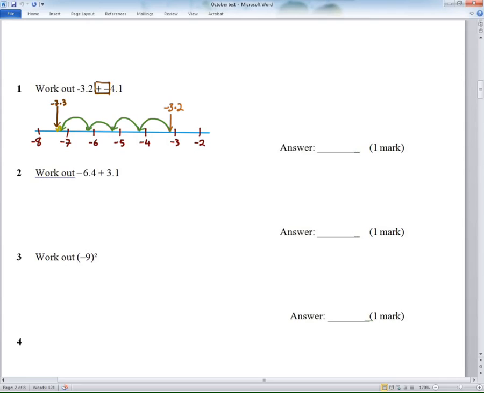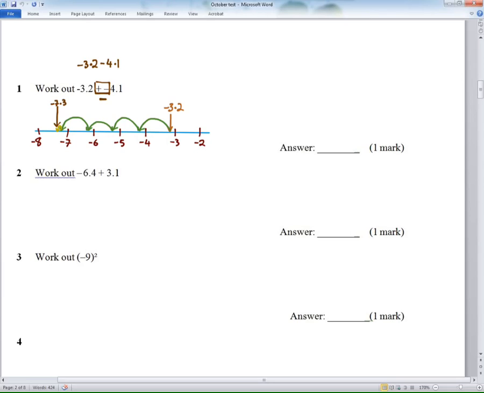You could use the plus minus rule in this question. If we look at these two symbols, we have plus minus next to each other, so plus minus becomes a minus. So we could change the question to be minus 3.2 minus 4.1. This is the same question. We're at minus 3.2 and then we move to the left by 4.1, ending up at minus 7.3.